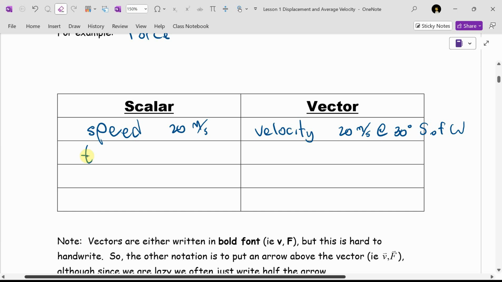Scalar: time is a scalar. Time cannot be negative. Well, I watched a movie once where they went back. No, time cannot be negative. Time travel into the future, you'll learn later this year, totally doable. Time travel into the past.